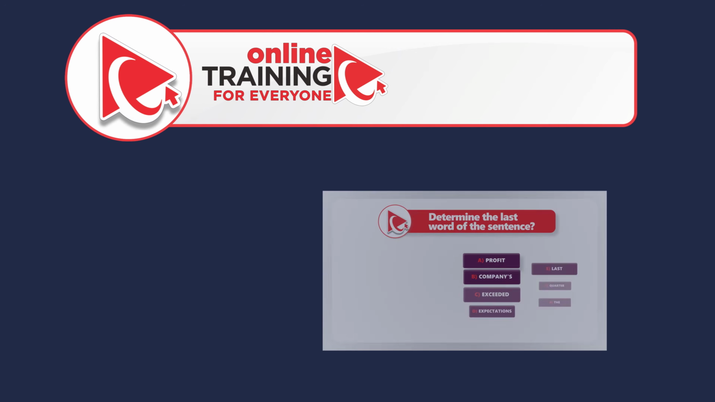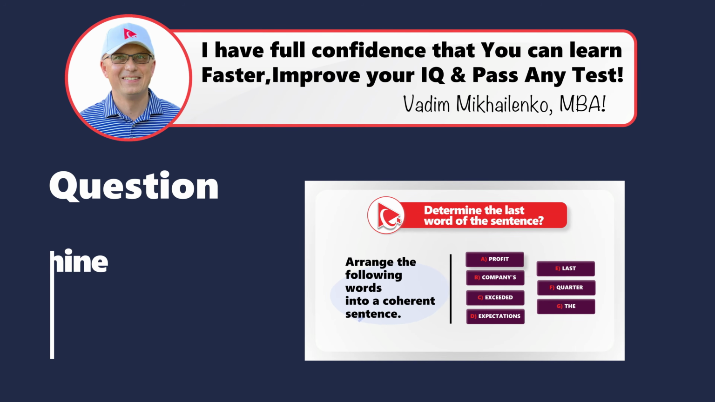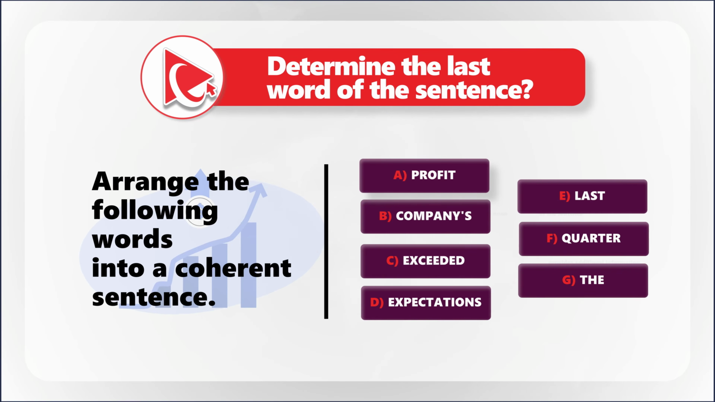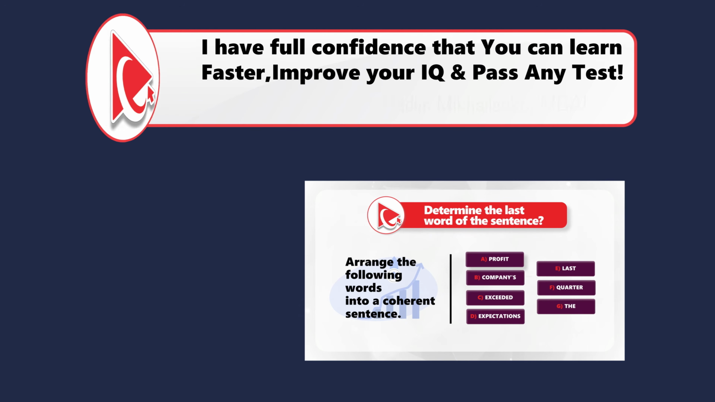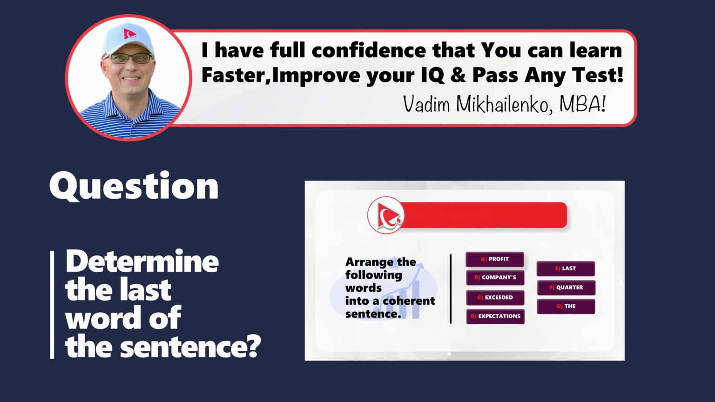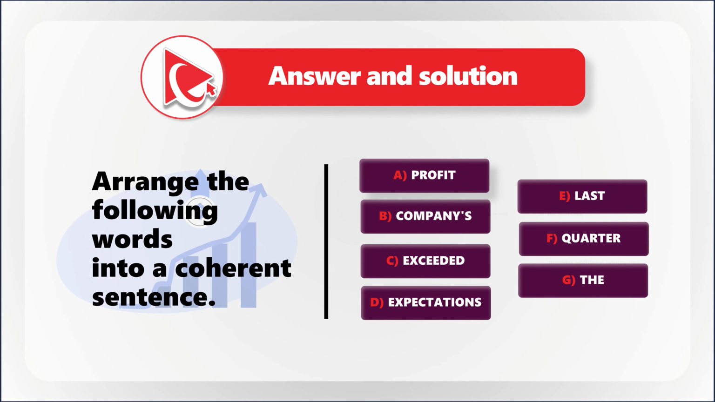Here's a very interesting question where you're presented with 7 words and you need to determine the last word in a sentence. The words are profit, companies, exceeded, expectations, last, quarter, and the. You need to arrange the words into a coherent sentence and determine the last word in the sentence. Take a close look to see if you can come up with the solution. Ready or not, I am moving forward to share with you my version of the answer. And if you have a different solution, please make sure to post in comments.